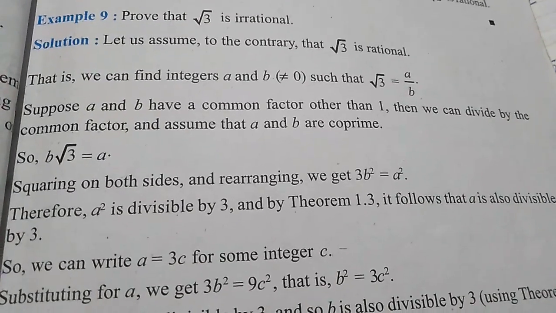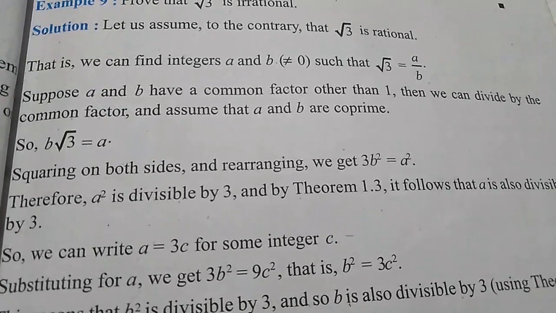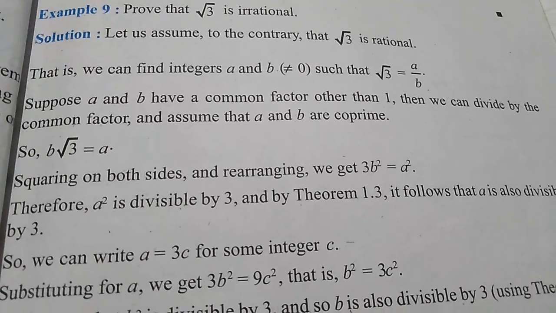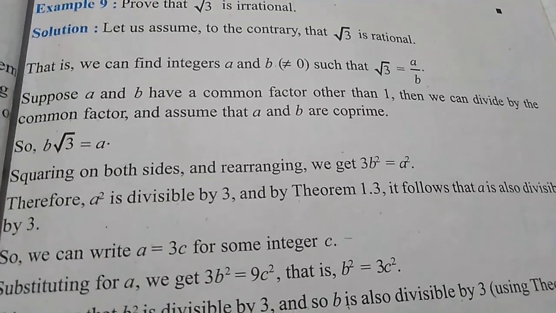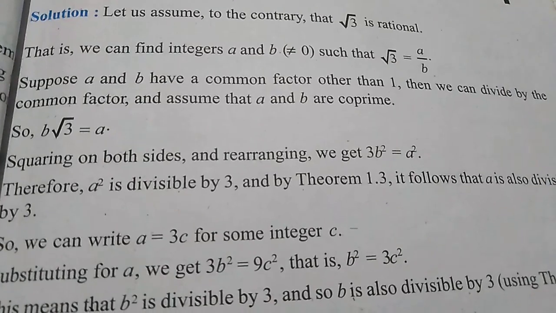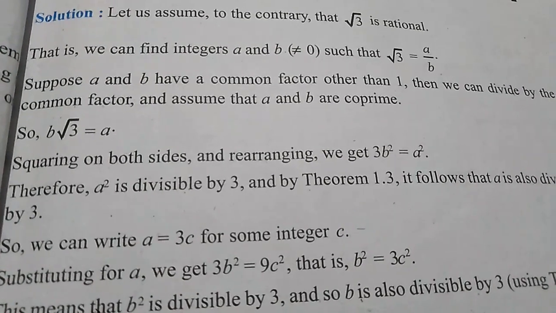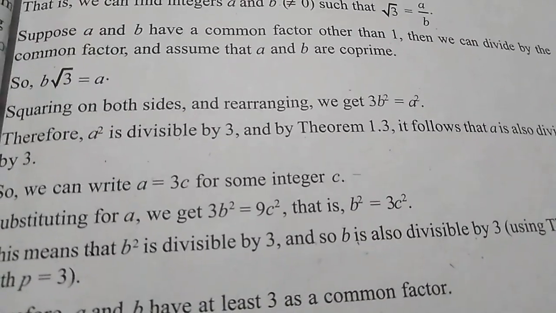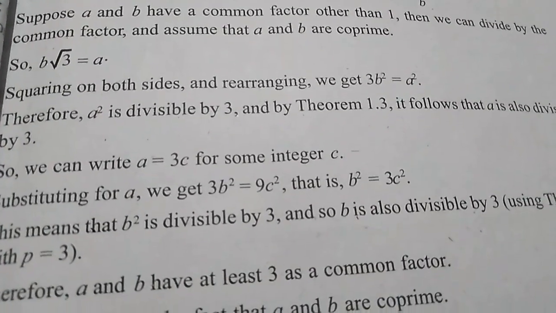And suppose a and b are not in the reduced form, they have a common factor other than 1, so that we can divide by that common factor and then assume that a and b are co-prime. So when you cross multiply, you get a is equal to b root 3. Again square both the sides, you get 3b square is equal to a square.